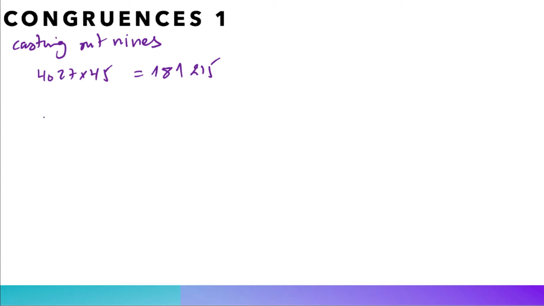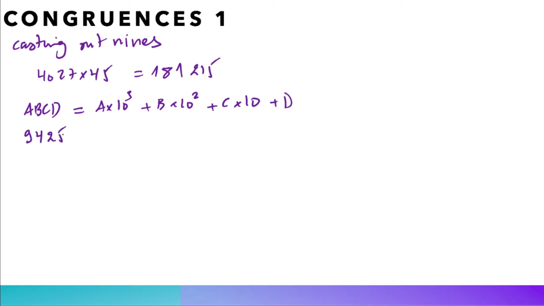Actually, this will use the fact that on a clock of 9 hours, a number is congruent to the sum of its digits. Indeed, if you take a 4-digit number of the form a, b, c, and d, one can write it as a times 10 cubed plus b times 10 squared plus c times 10 plus d. For instance, if you take 9,425, which is a 4-digit number, one can write it as 9 times 10 cubed plus 4 times 10 squared plus 2 times 10 plus 5.